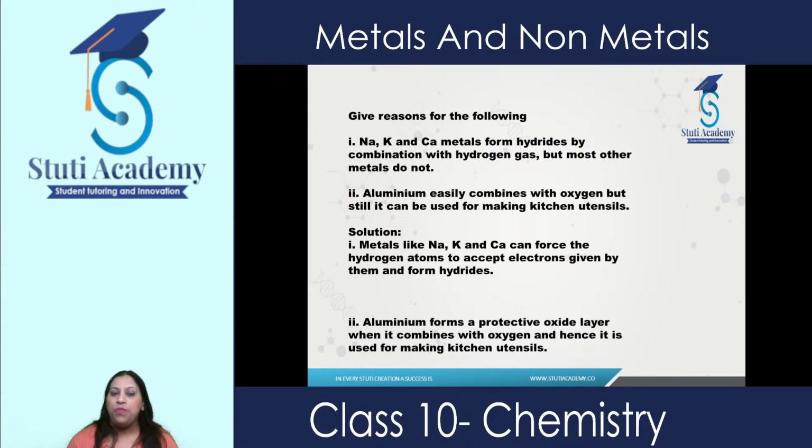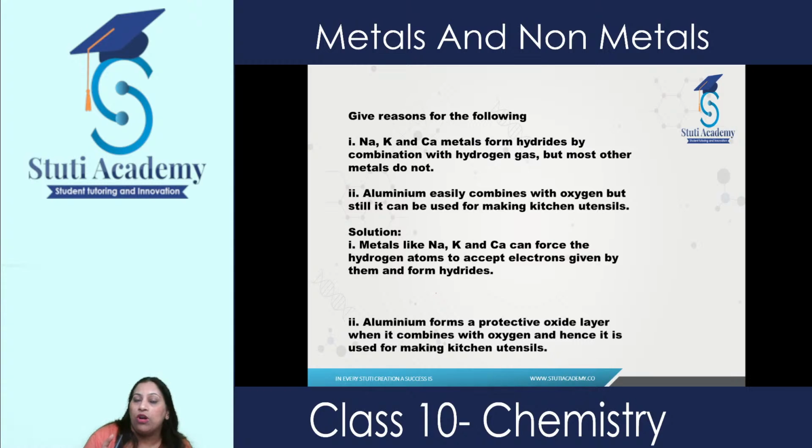Next is, aluminium easily combines with oxygen, but still it can be used for making kitchen utensils. See, aluminium reacts with oxygen and it forms an aluminium oxide layer over it. Due to this, it does not allow the rest of the aluminium to get corroded. So that's the reason why we use aluminium in making utensils, although it combines with oxygen and forms oxide. Similarly with magnesium also.